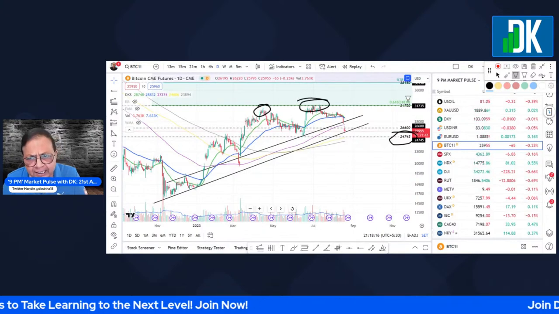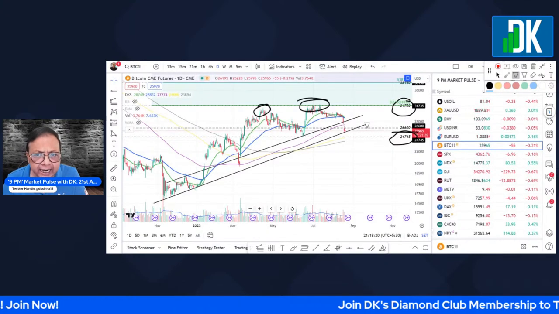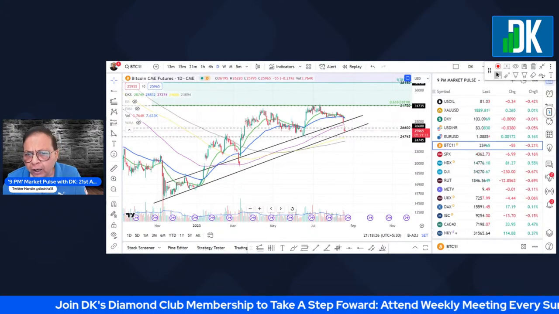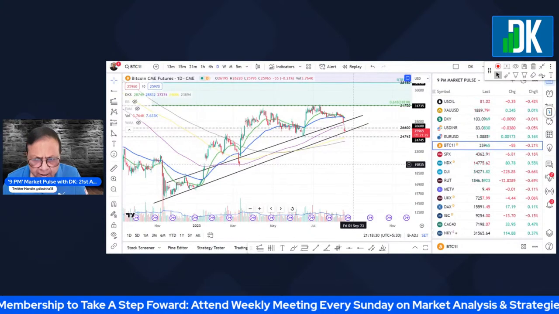However, there is a resistance at 31,750. Once this resistance is taken out, then the price may move to 38,150 level. So overall trend is bullish in Bitcoin, although there has been a correction in recent time.